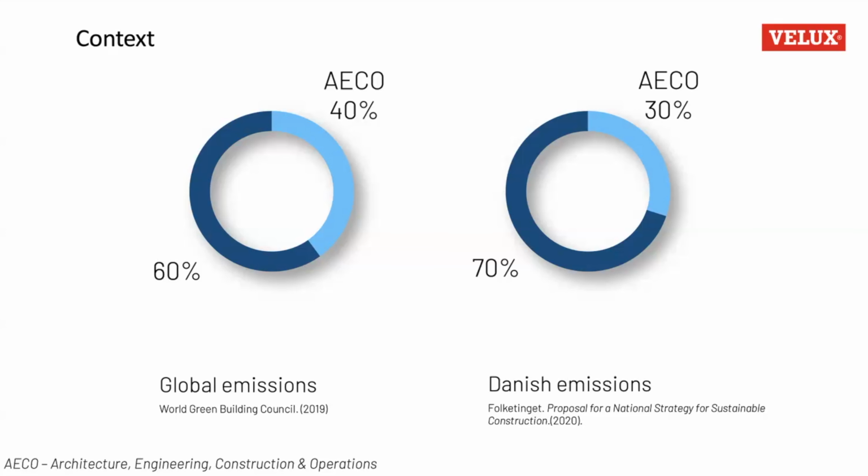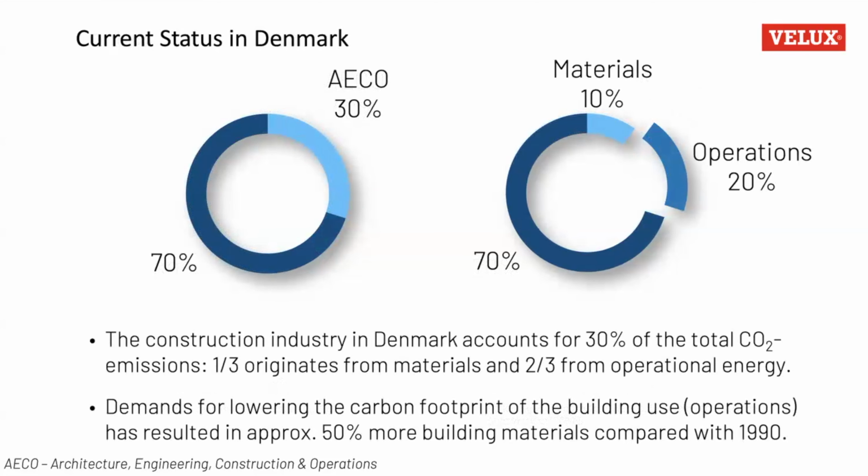It also means that if we change how we build and how we design, it will make a big change for the overall emissions. And if we break down the Danish numbers, we can see that 1/3 of the emissions from the construction industry comes from the materials, and 2/3 comes from operations. So this means that we really need to focus on both of these things to make an impact or lower the emissions.